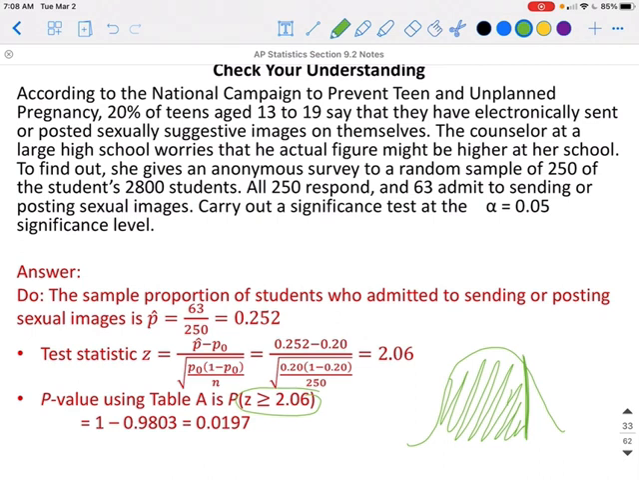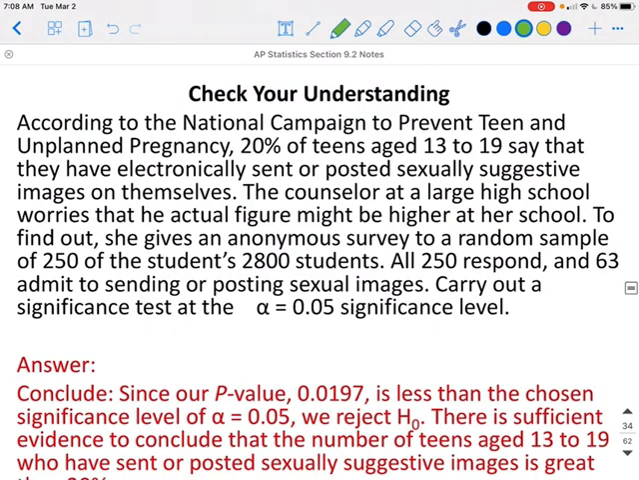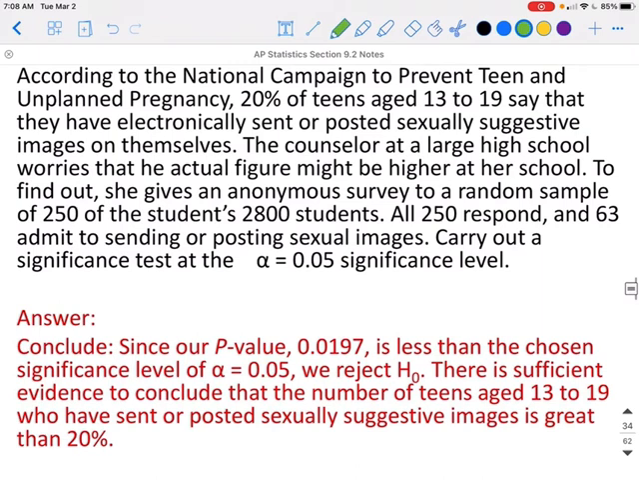Now we need to conclude. So this is why we had to pick that significance level at the beginning, because you're going to compare this p-value to your significance level in the conclusion. So since our p-value of 0.0197 is less than the chosen significance level of 0.05, we reject the null hypothesis. There is significant evidence to conclude that the proportion of teens aged 13 to 19 who have sent or posted sexually suggestive images is greater than 20% in this school.